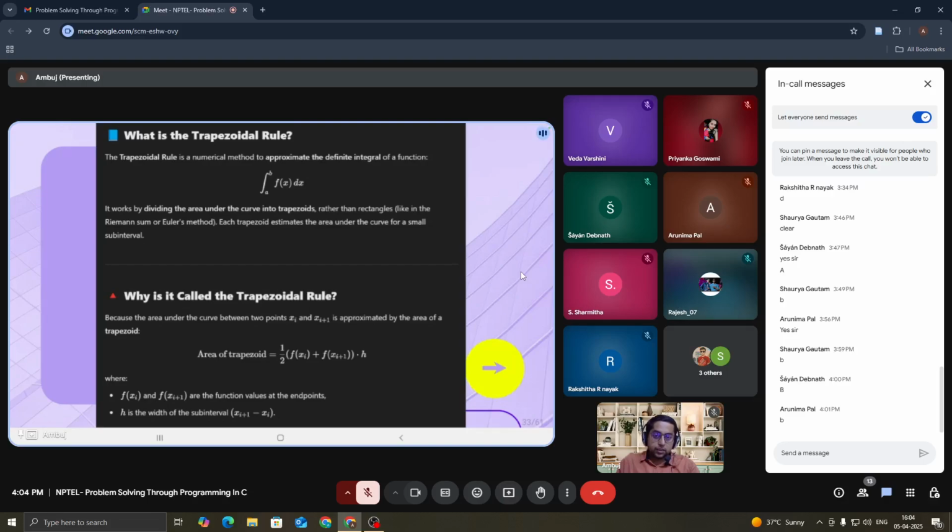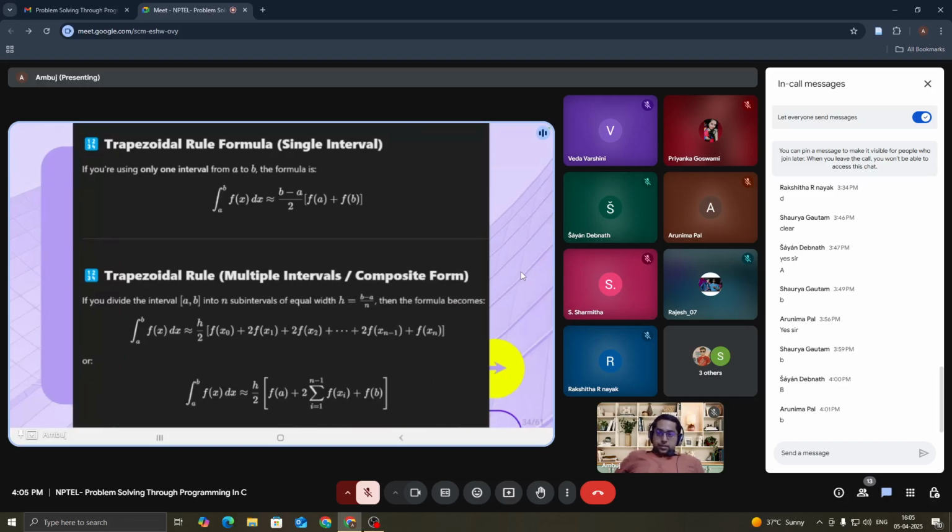Each trapezoid is estimating the area under the curve for a small subinterval. Why is it known as trapezoidal rule? Because the area under the curve between two points xi and xi plus 1 is approximated by the area of the trapezoid, which is half of f of xi plus f of xi plus 1 multiplied by h. That is half of the sum of two parallel sides multiplied by the distance between them. This is the area under the curve trapezoid, where f of xi and f of xi plus 1 are the functions at the endpoints, and h is the subinterval xi plus 1 minus xi.